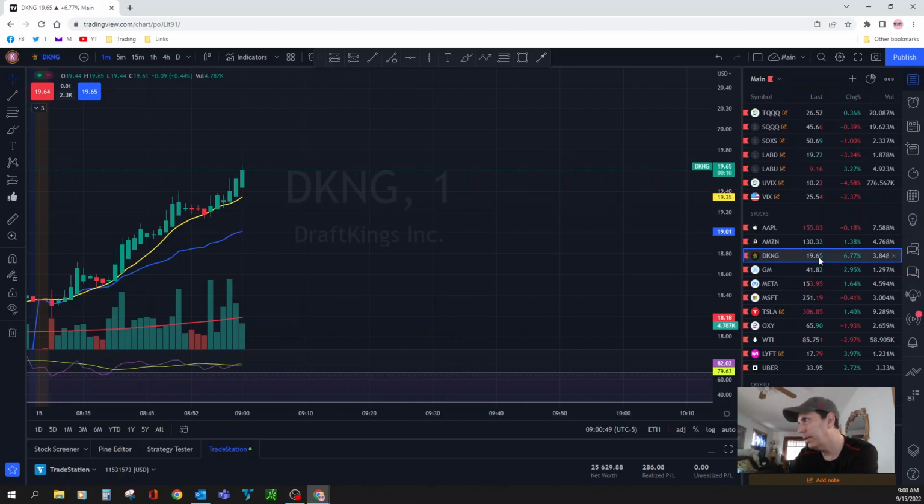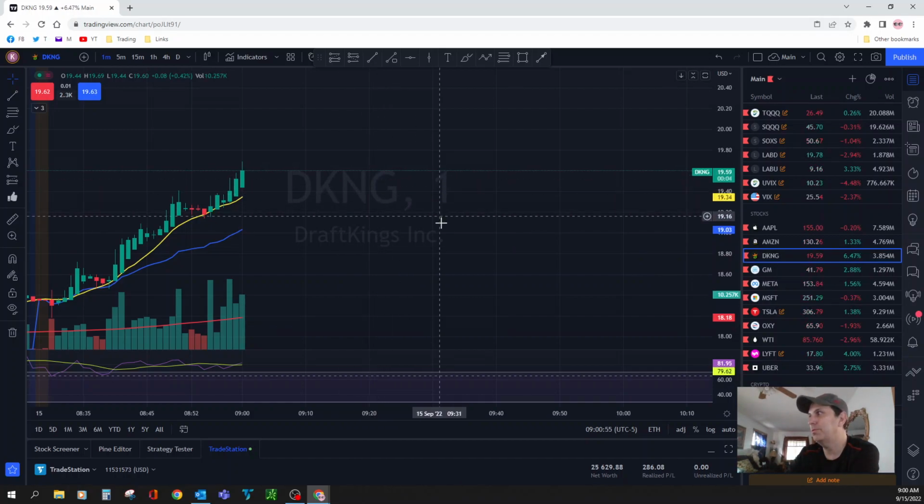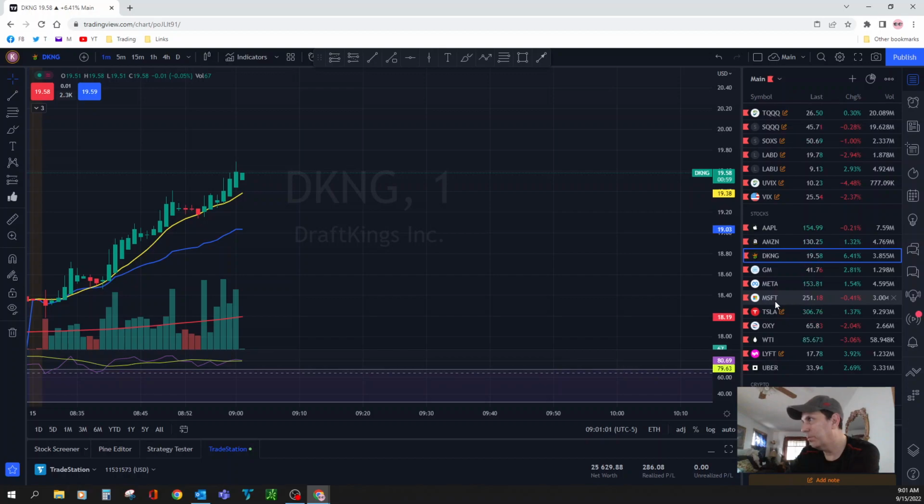So DraftKings is already up almost 7%, which is a huge amount for a stock to move, especially on a day like today, which had some strange news. A lot of the other blue chips are down. Microsoft's down. Occidental Petroleum is down. Apple is down.